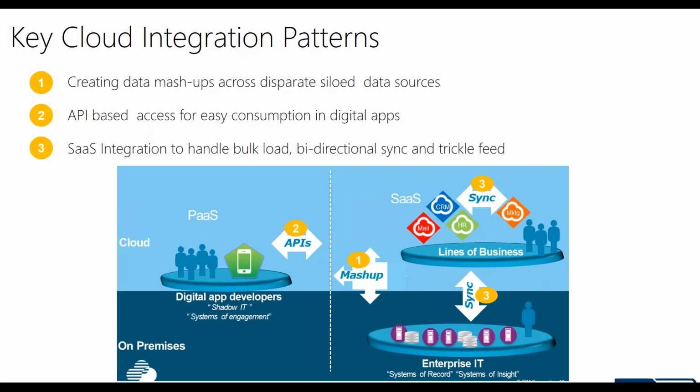And the third pattern is SaaS-based integration to handle bulk load, bidirectional sync, and trickle feed. These are cases where you have historic data loads which you want to move from, say, one source system to another. Those scenarios can be handled even for a historic load as big as greater than 3 million records or 5 million records. Those can be handled in App Connect, and you can also use it for your delta feeds or your incremental feeds. Such business scenarios can also be implemented here.